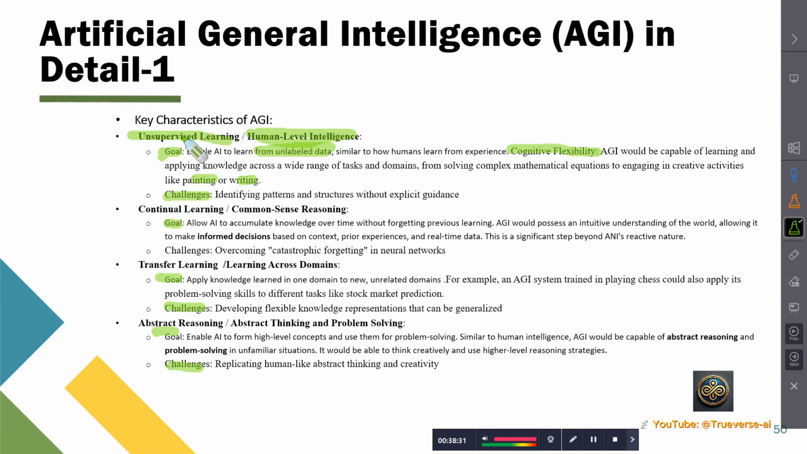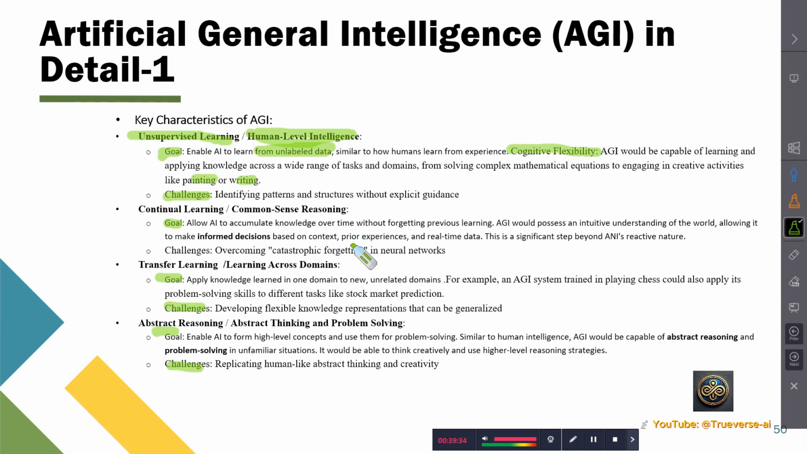What is the challenge for this characteristic, unsupervised learning? Identifying patterns and structure without explicit guidance. Do you remember we said low-level AI is explicit, but here the challenge is identifying patterns and structure without explicit guidance, which poses a significant challenge. So that means without explicit guidance we have a significant challenge. The goal is to identify patterns and structure implicitly.